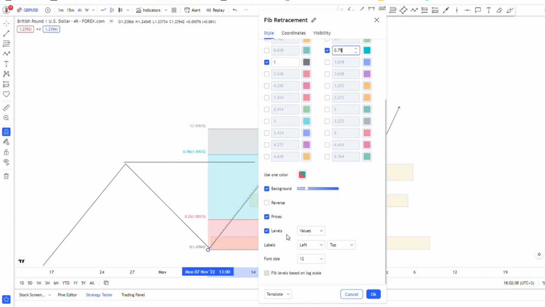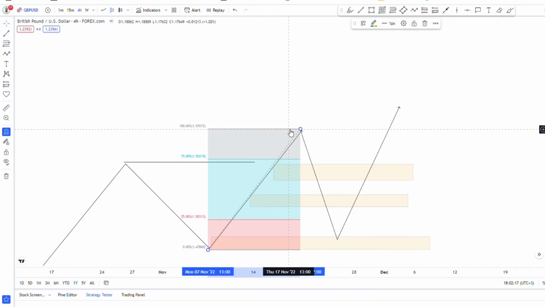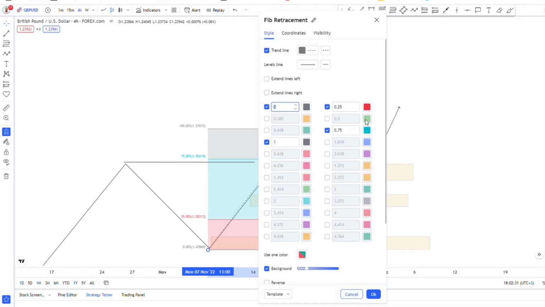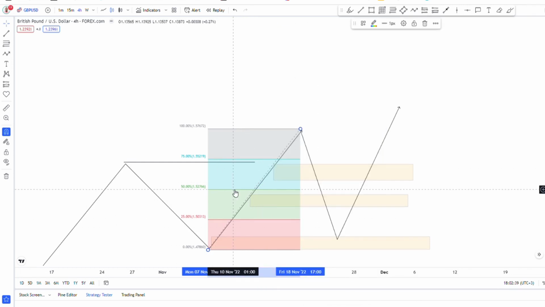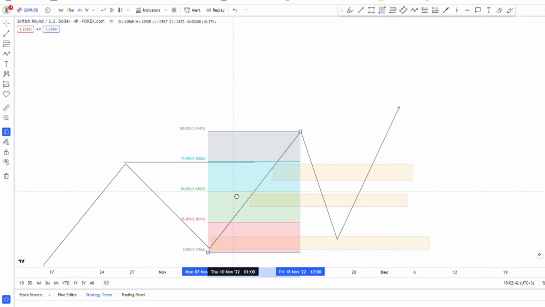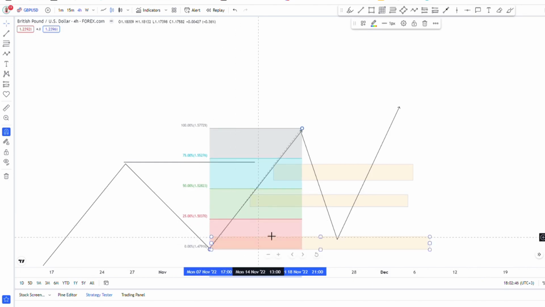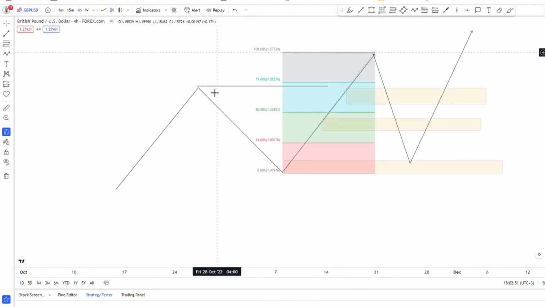Then you can change the label from values to percentage. So we have 100% retracement, 75% retracement, 25% retracement, and this is 0% price area. Now let's add in the 50% price retracement. 50%, yeah. So you can change the colors to suit how you want it to look, but this looks a little bit simple and easy to understand. So this is the discounted price zone, and this is the premium price zone. So now let's go to the charts.